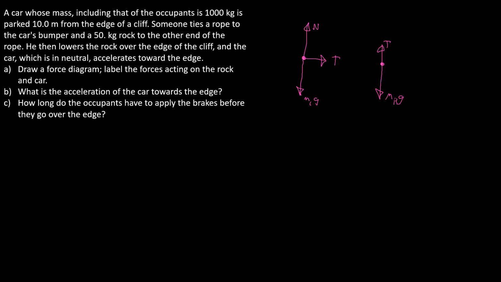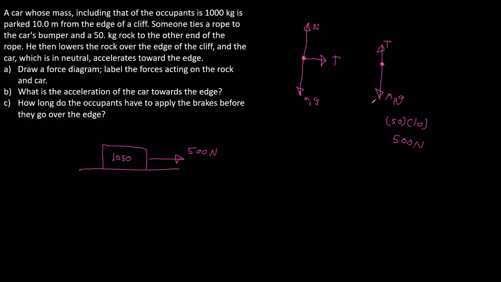What is the acceleration of the car towards the edge? So again, I'm just going to treat that as, you know what, I have a total mass of 1,050 kilograms being pulled. It is being pulled by a 500 Newton force, and it is opposed by nothing. Where's the 500 coming from? That is the mass of the rock times 10. It is the force of gravity acting on the rock. So the rock is what's accelerating this entire system, the force of gravity acting on the rock.